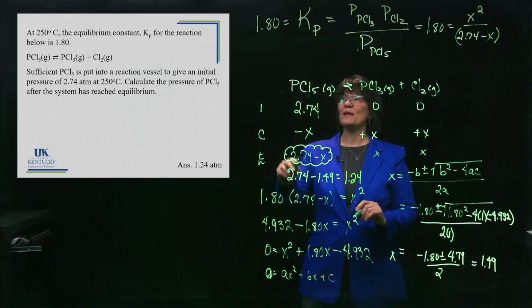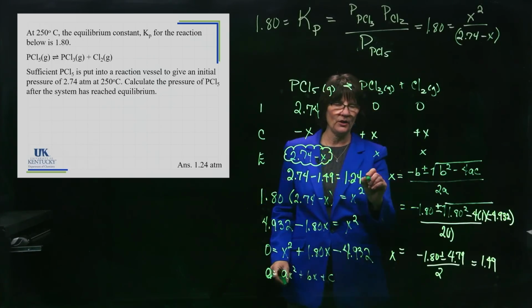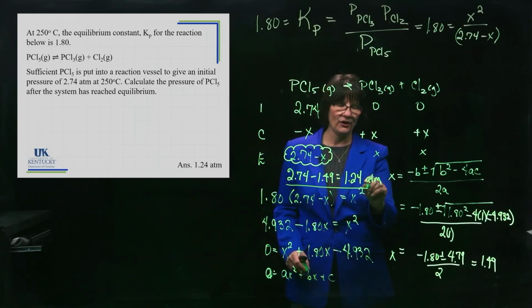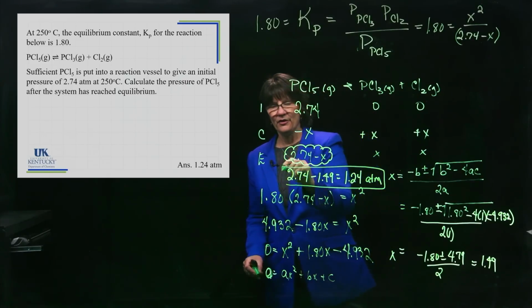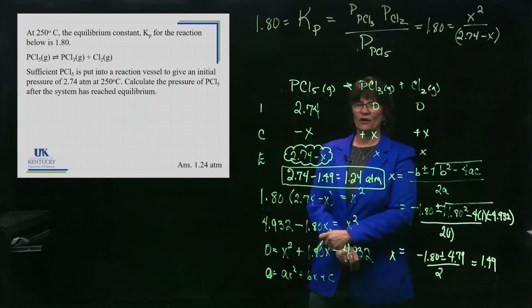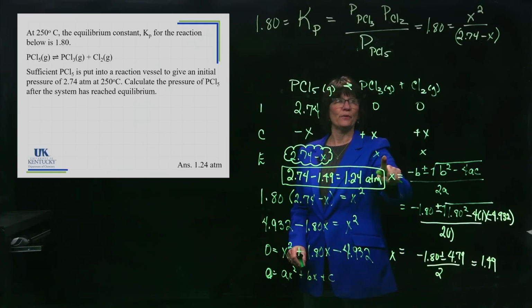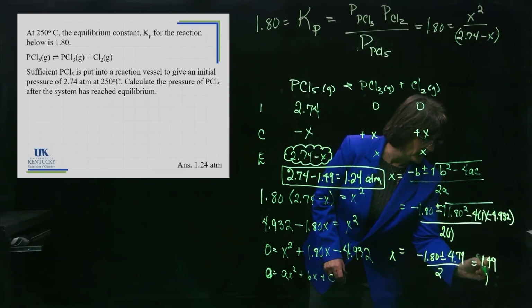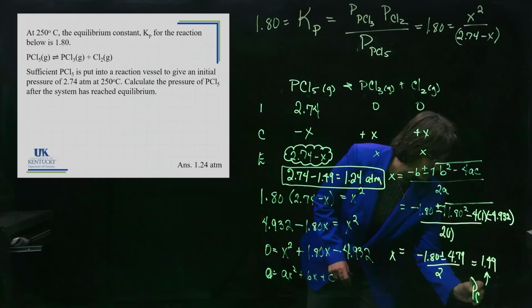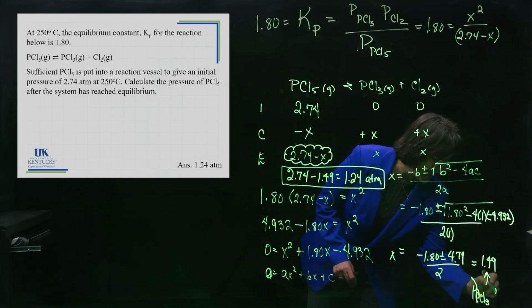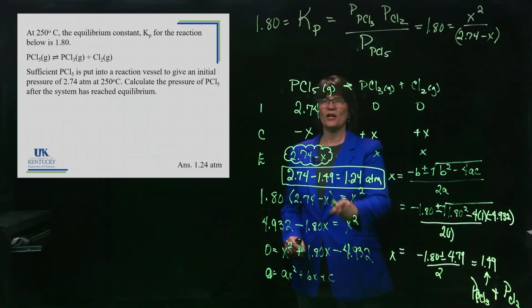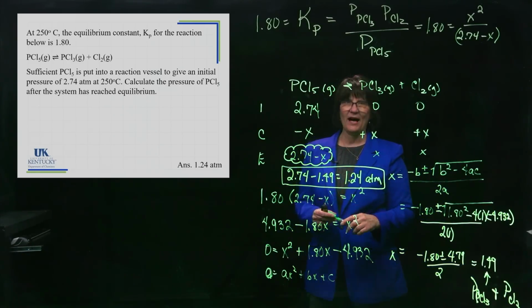Now, what would the units be? These were all plugged into here in atmospheres. So that is the value of the pressure of PCl5. Now, PCl3 and Cl2 is x. So this is the pressure right here, the pressure of PCl3 and the pressure of Cl2. But it's not the pressure of PCl5.